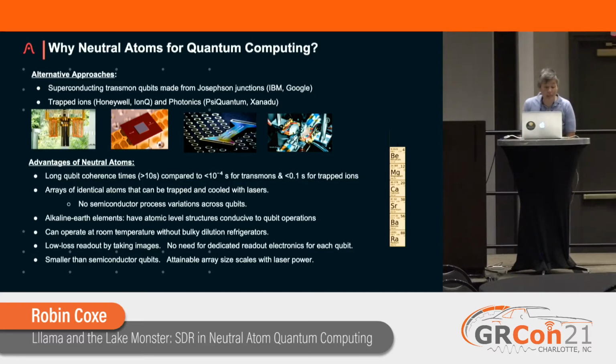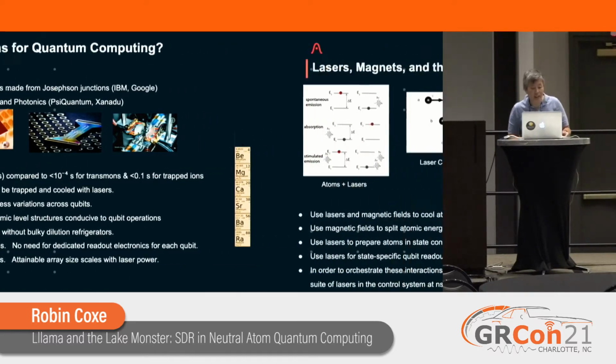We have chosen strontium, which is an alkaline earth element. And strontium and some of the other alkaline earth elements have an atomic level structure that's quite conducive to quantum computation. We can actually operate our system at room temperature, so we don't need huge dilution refrigerators or liquid helium. We actually read the system out by taking images, so we don't need dedicated electronics for readout. And neutral atom qubits are actually smaller scale than semiconductor qubits, and in principle, the number of qubits we can attain in our machine is only limited by the amount of laser power that we have.